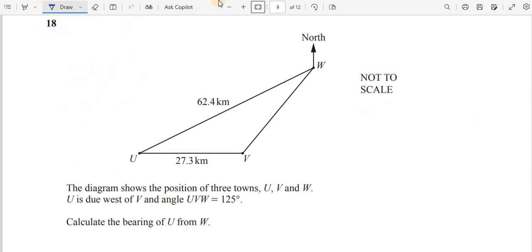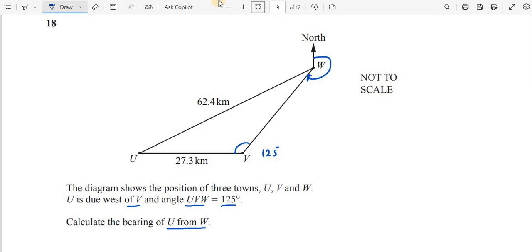This is a diagram. It shows the positions of 3 towns U, V and W. U is west of V and angle UVW is equal to 120. Calculate the bearing of U from W. Okay, we calculate this angle. And this angle is equal to 180. This is a bearing angle.